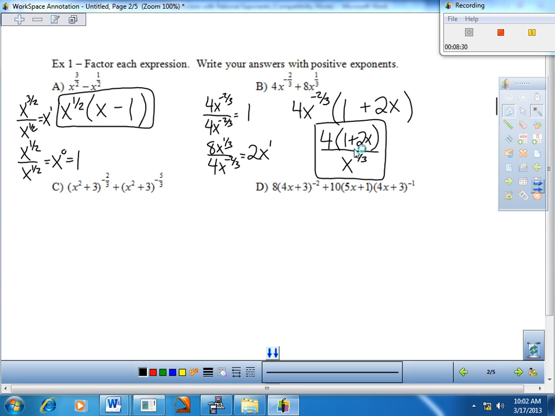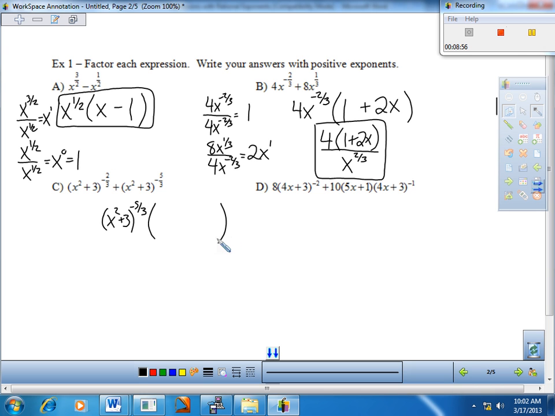All right, good. Let's continue. Let's do C and D. Hopefully, again, just the more practice with these, the more you're seeing it. I do have 2 powers of the same base. And so if I'm looking for the greatest common factor, it is very simply the lower of the 2 powers. Negative 5/3 is definitely the lower one right there. So we're going to take out the x squared plus 3 to the negative 5/3.